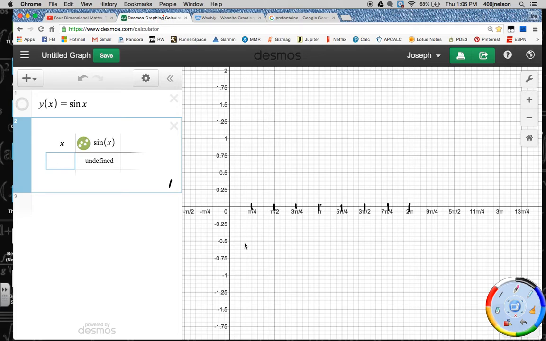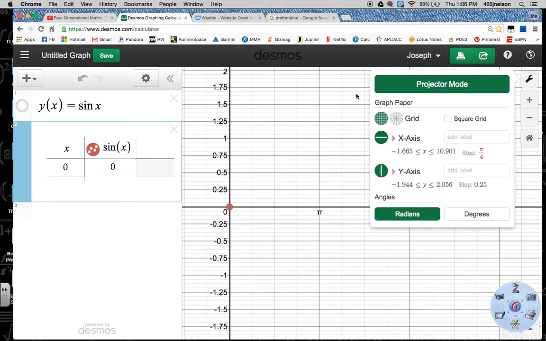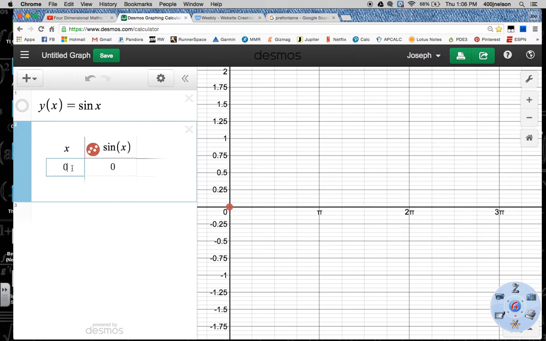Before you plot anything on your own graph, let's go ahead and look at what the table is going to be. So we're going to look at our special angles. Let's just start at 0. If I plug in x equals 0, I get a 0. Let's change the color here, something we can see. Let's go to red. So I get the 0, 0.